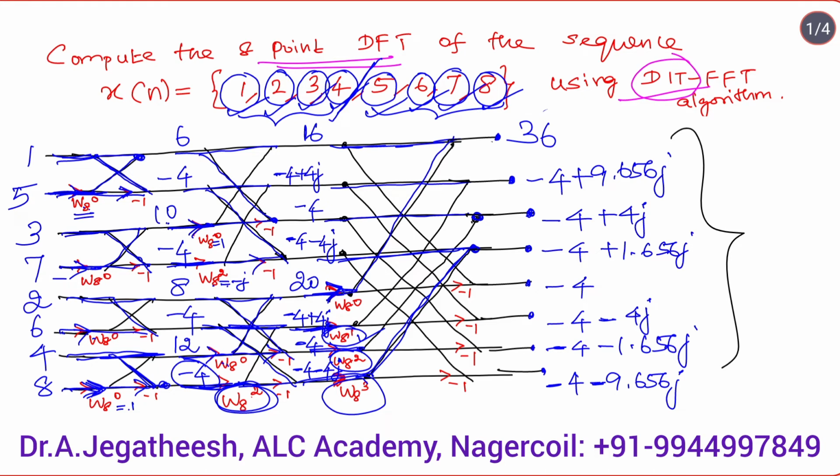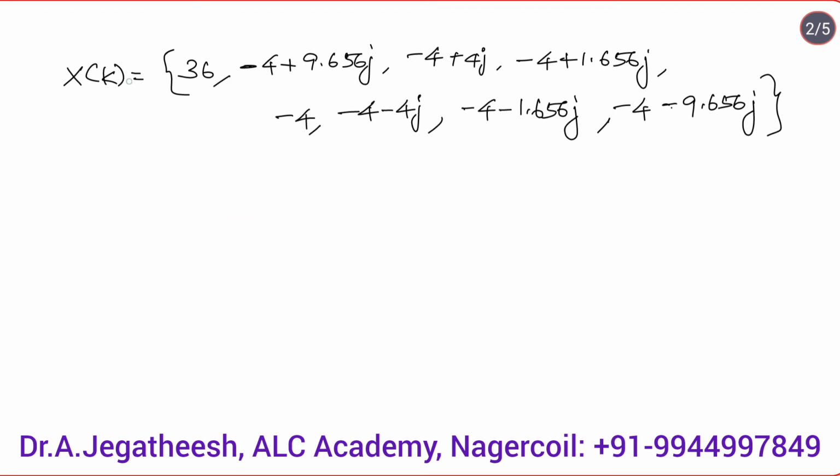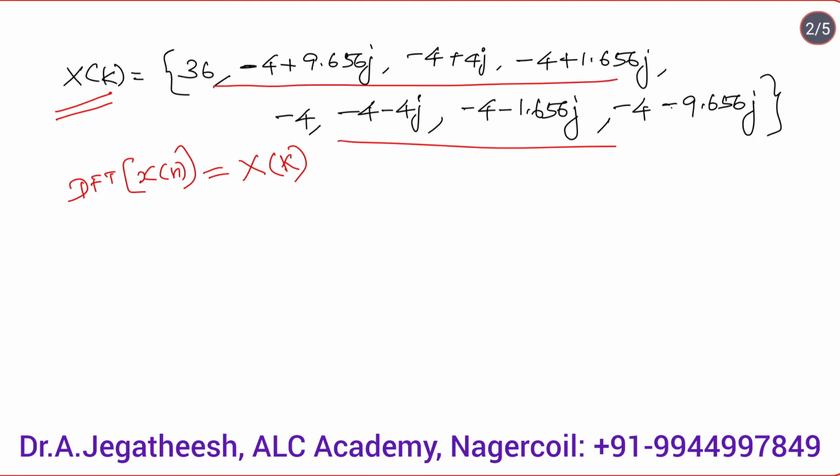And the answer can be written in natural order. Here the input is in bit reversed order, but the output is in natural order. Here the discrete Fourier transform of x of n, DFT of small x of n, can be represented by the symbol capital X of k. This is the natural order of the output while calculating by the DIT method.